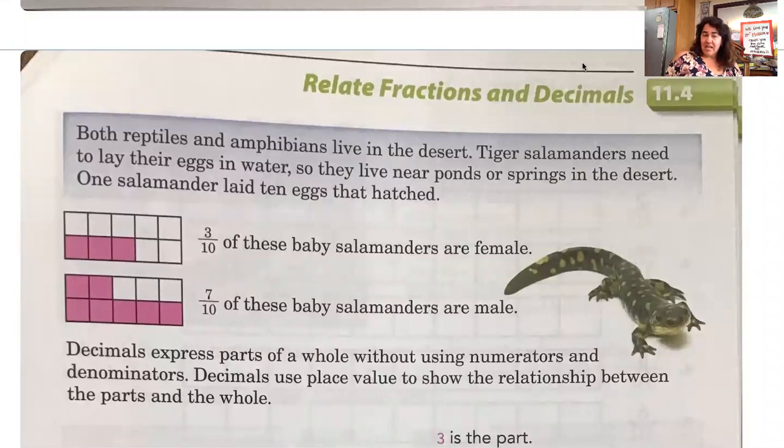Both reptiles and amphibians live in the desert. Tiger salamanders need to lay their eggs in water, so they live near ponds or springs in the desert. One salamander laid 10 eggs that hatched. 3/10 of these baby salamanders are female. 7/10 of these baby salamanders are male.